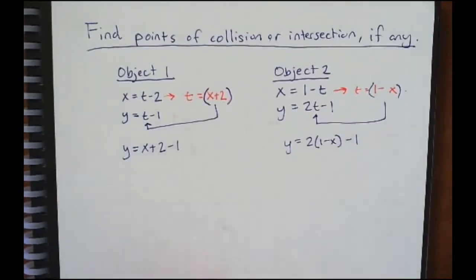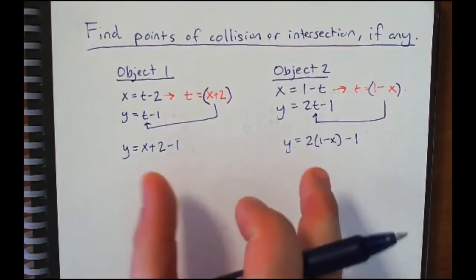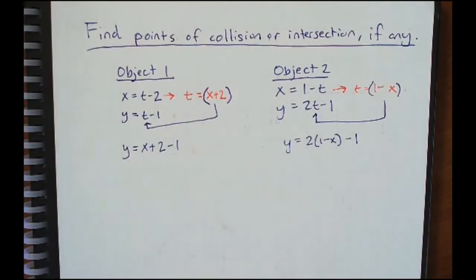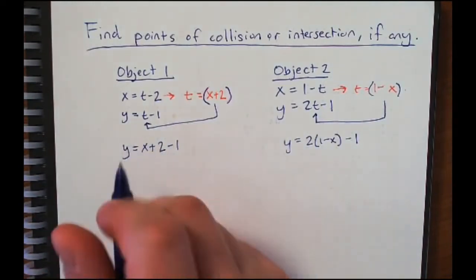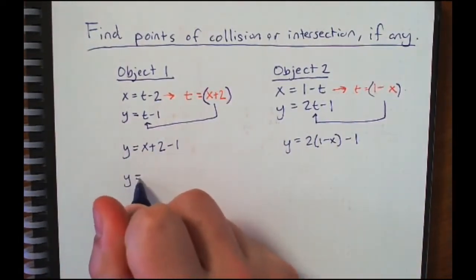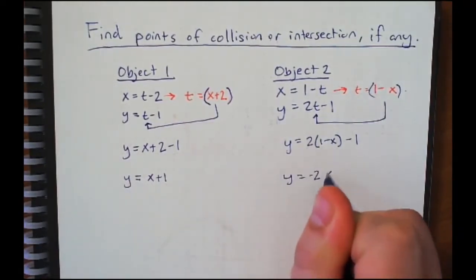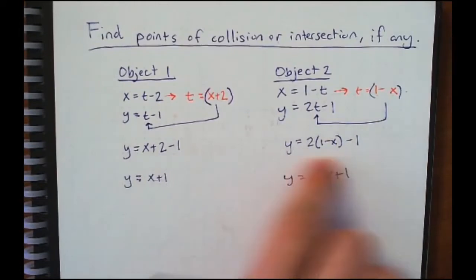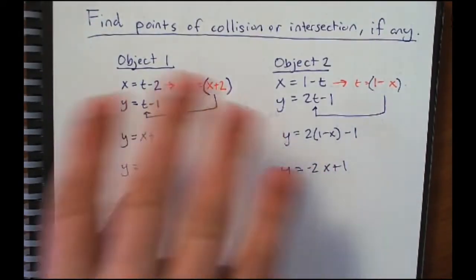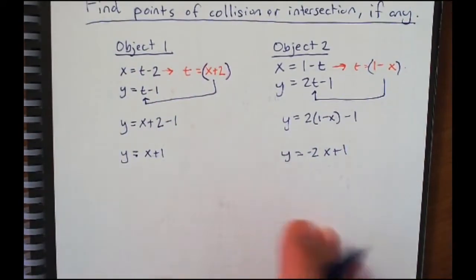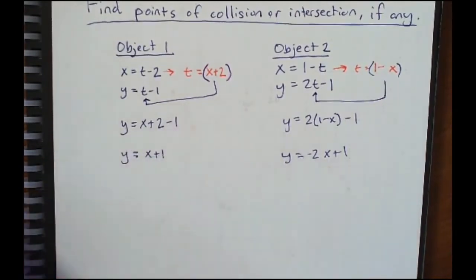I'm going to go ahead and simplify these, and then at that point I'm solving a system of equations like you would in Algebra 1. So here we've got y equals x plus 1, and over here we get y equals negative 2x plus 1. I skipped a little bit of the Algebra 1 steps here, but I want to focus more on the strategy on how you get this. So now what we've got is we've got these two equations.